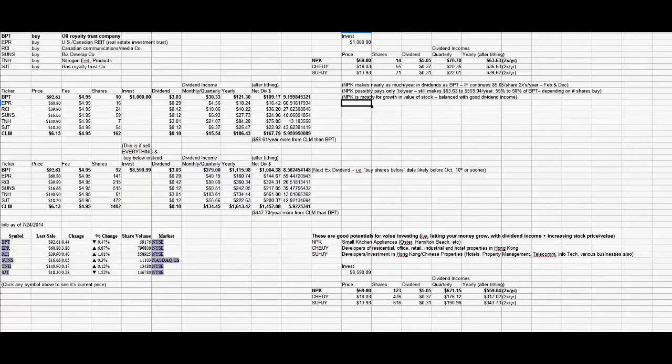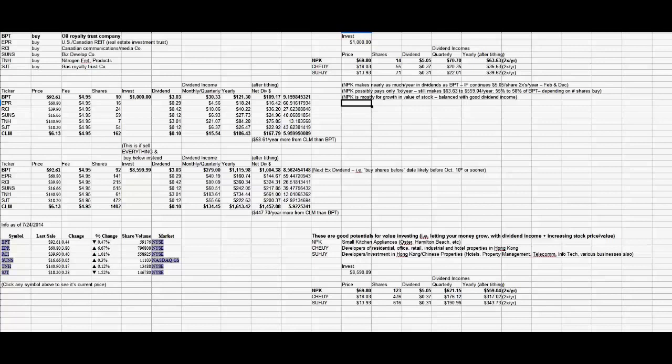This is an example of a real spreadsheet of trades, real trades that I've done over the past couple of years, or that I did a couple of years ago. As you can see here, you have different ones like BPT, PBR, HCAI, SUNS, TNH, SGH.